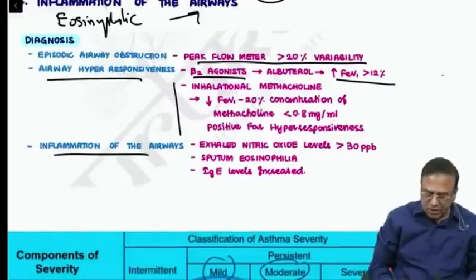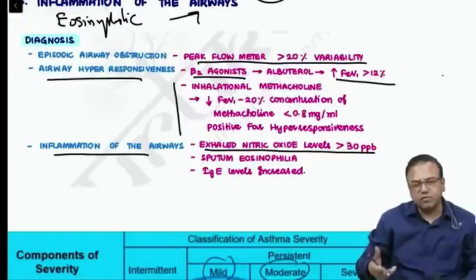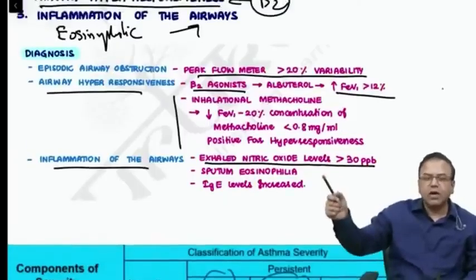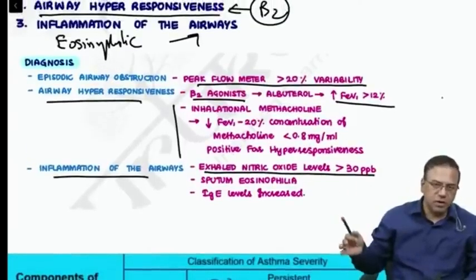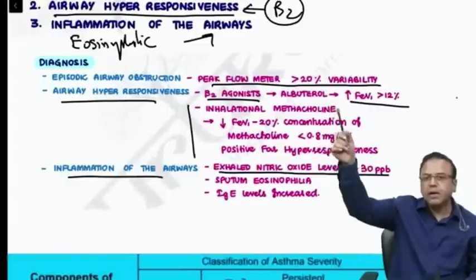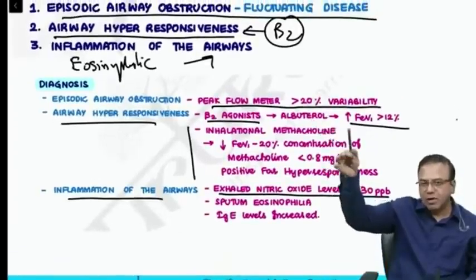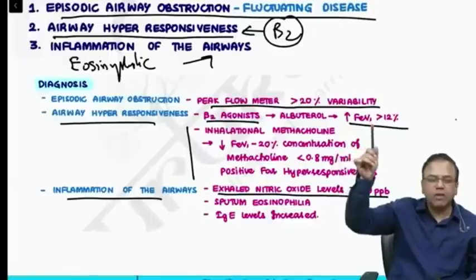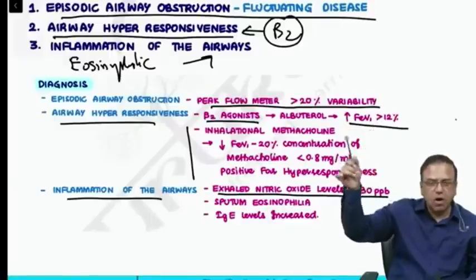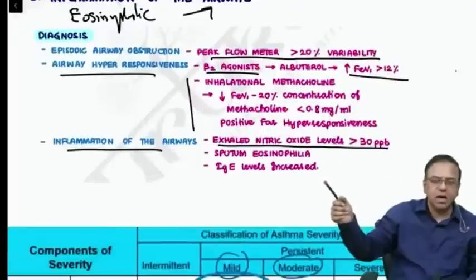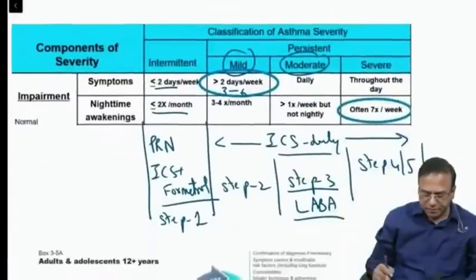If the patient has eosinophilic inflammation, nitric oxide will come out. Remember, nitric oxide comes from eosinophils. These are the ways how we are able to prove that this is asthma, not a COPD. Okay, so you should have variability. You should be able to see after beta-2 agonist, patient shows an improvement of 12% in FEV1, or methacholine challenge test can be used, and there should be eosinophilic inflammation.